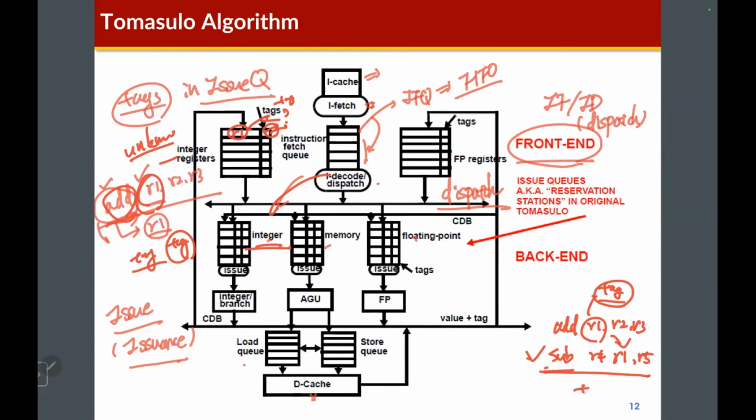This tag information is also delivered along with this sub instruction. So instead of R1, the sub instruction has operands like R4, and a tag for R1, and R5. Instead of R1, sub has a specific tag for R1.